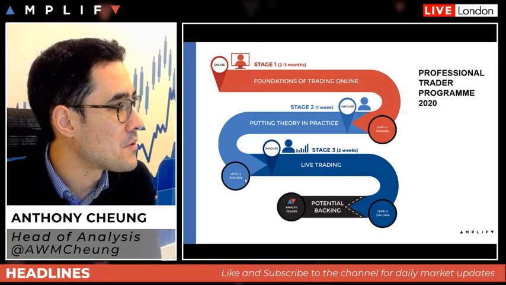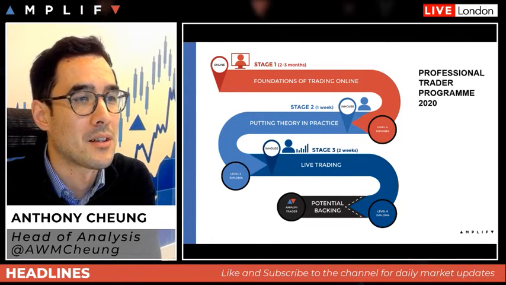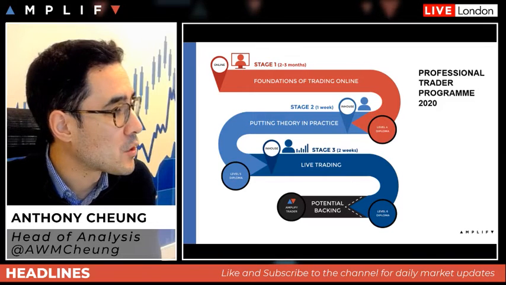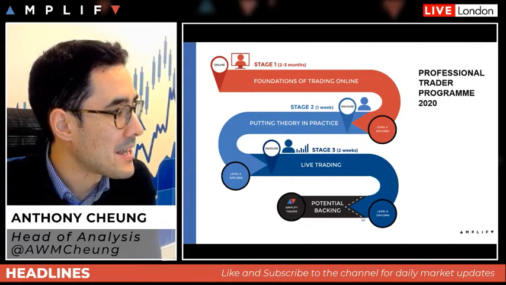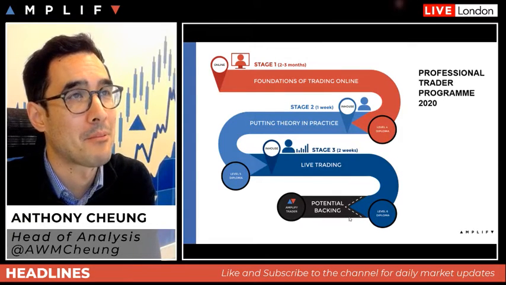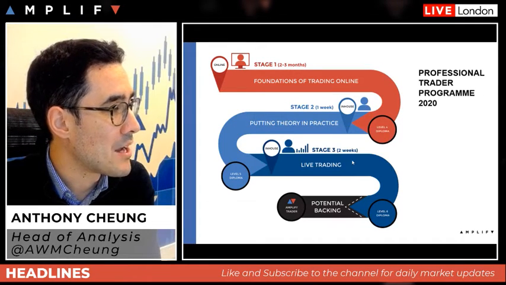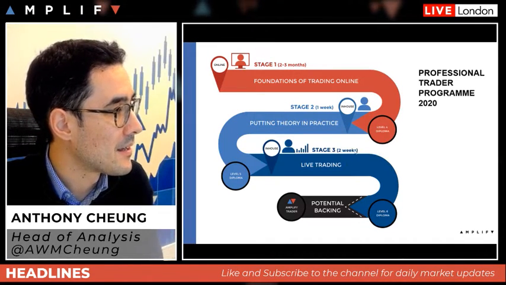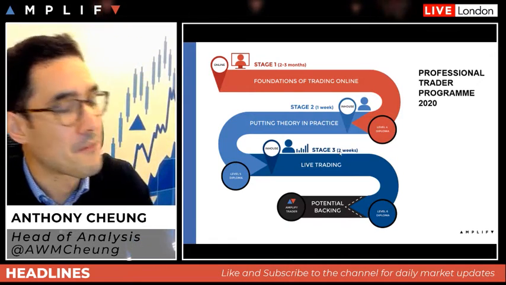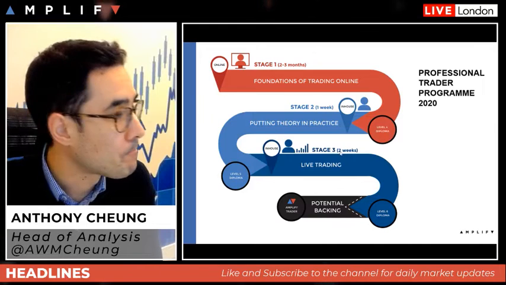And then for those really interested in taking this all the way through to the real professional level, and with the opportunity, dependent on the end outcome and your performance, to be backed by Amplify to become an Amplify trader, we have stage 3, which would be 4 weeks. Sorry, that says 2 weeks. That should be 4 weeks in London for stage 3.